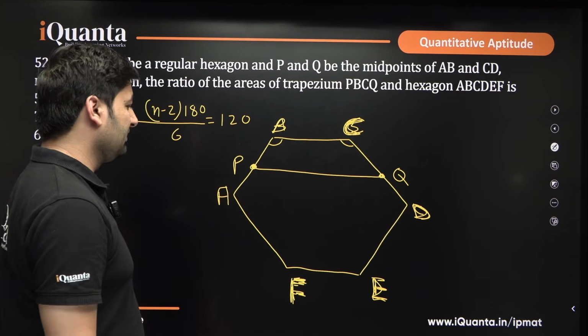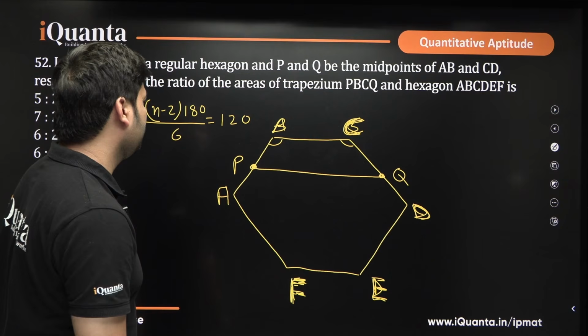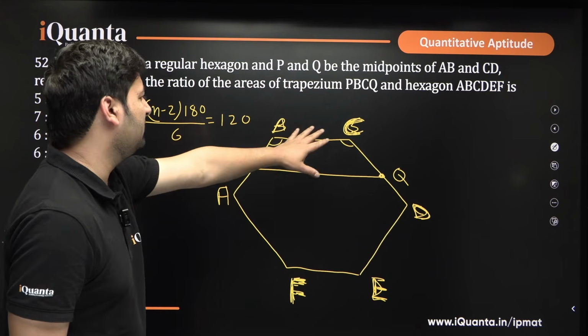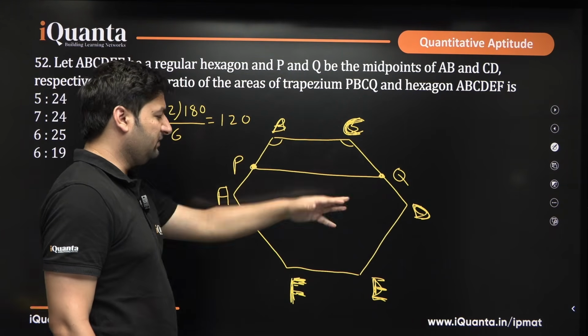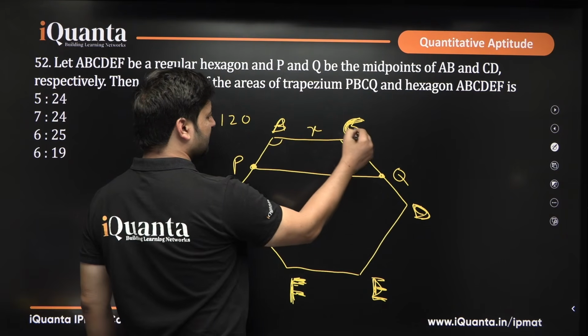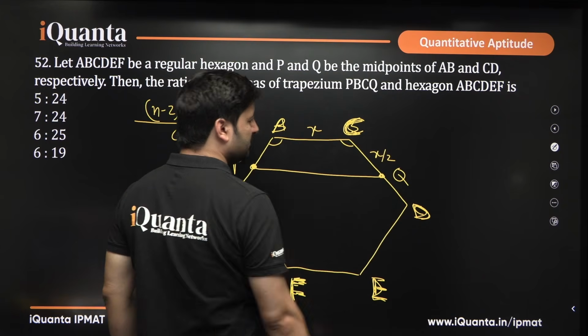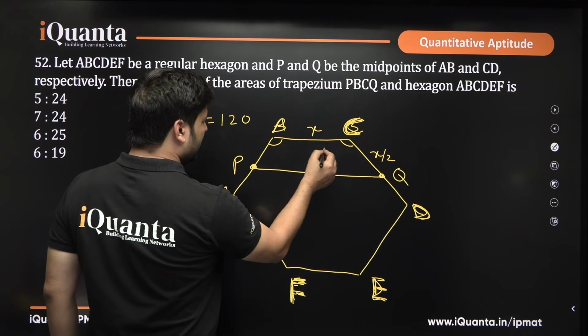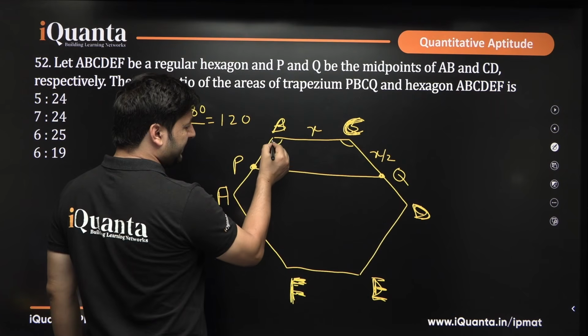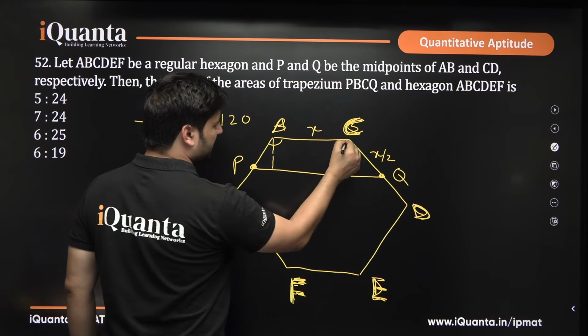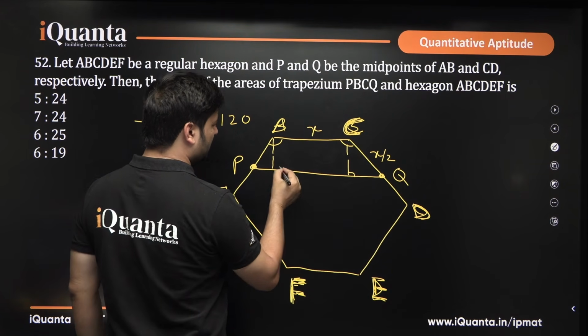Now, there are multiple ways to do this. You do not have the length of any side of the hexagon, so let us say this is x. If this total is x, then this will be x by 2, right? You know that each and every angle inside is how much? 120.